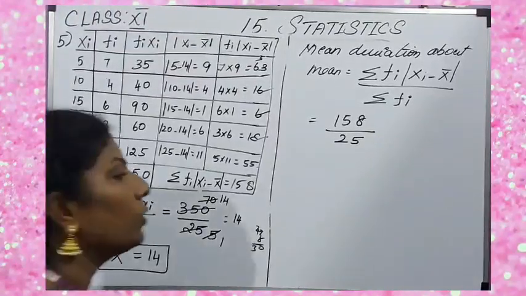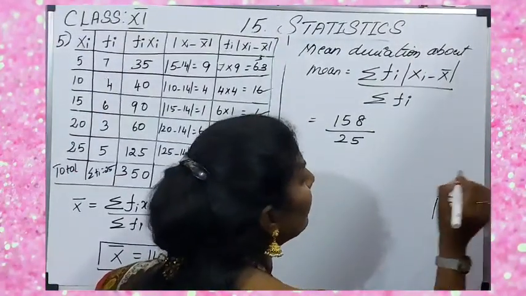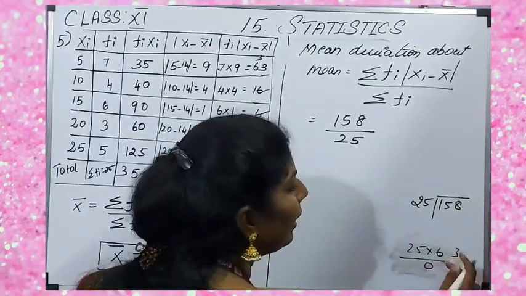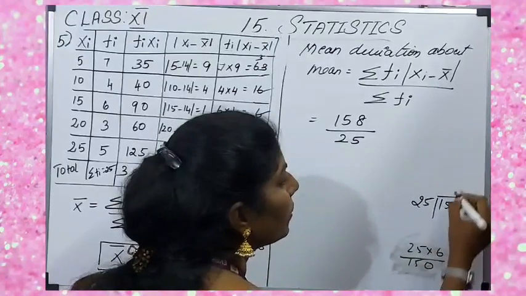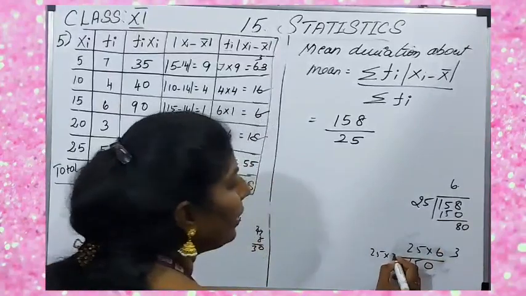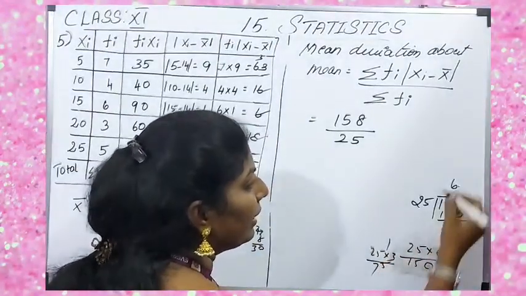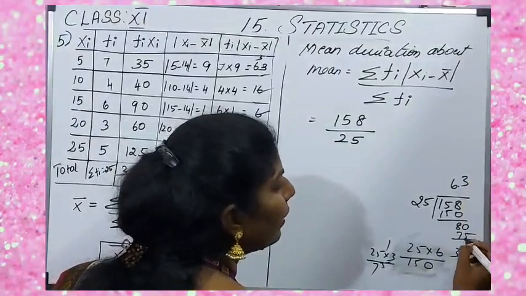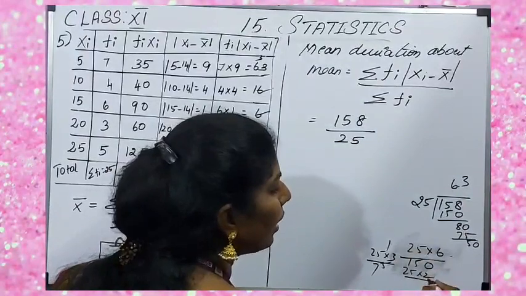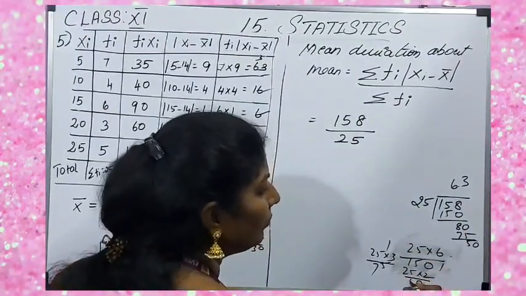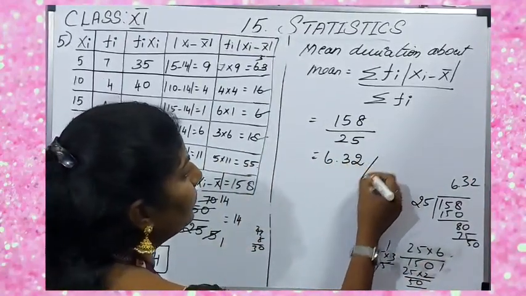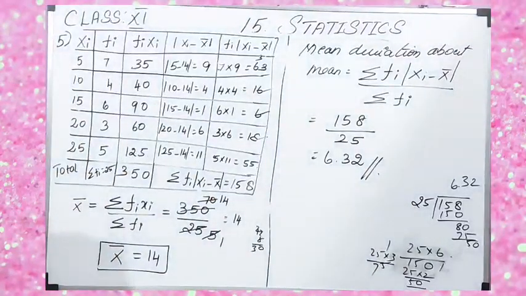Will it go in the tables? No. So for the simplification, 25 into 6, 5 sixes are 30, 6 twos are 12, so 150. Again 25 into 3, 5 threes are 15, 3 twos are 6, 7, 75. Then again 0, it will go in. 5 twos are 10, 2 twos are 4, 5. It is 6.32. So mean deviation about mean is 6.32.